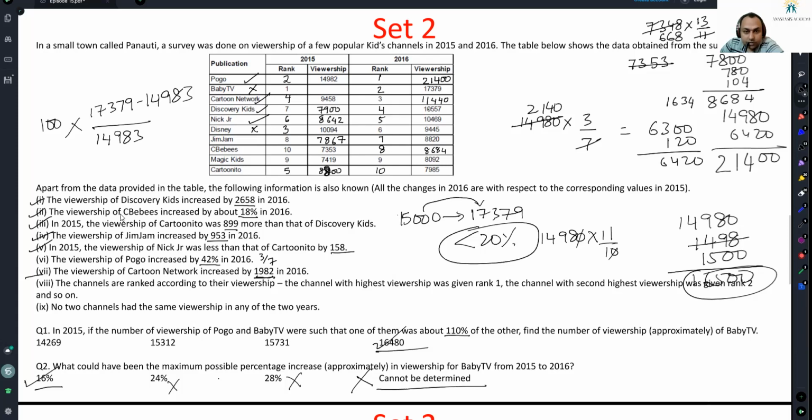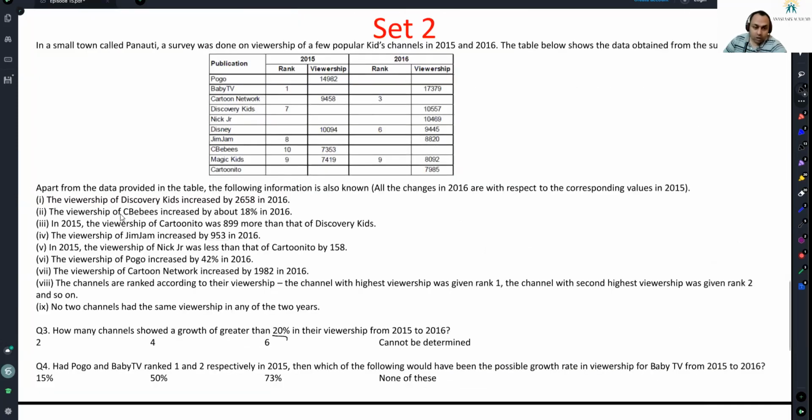Jim Jam, there is roughly an increase of 1000. If the base had been 5000, then it would work, so Jim Jam should not be counted. CBeebies, roughly an increase of 1300-ish. If the base had been 6500, it would be counted, so this will not be counted. 600 increase, no. And a decrease, no. So there are 4 channels which have had an increase of greater than 20%. So the answer to the third question has to be 4.